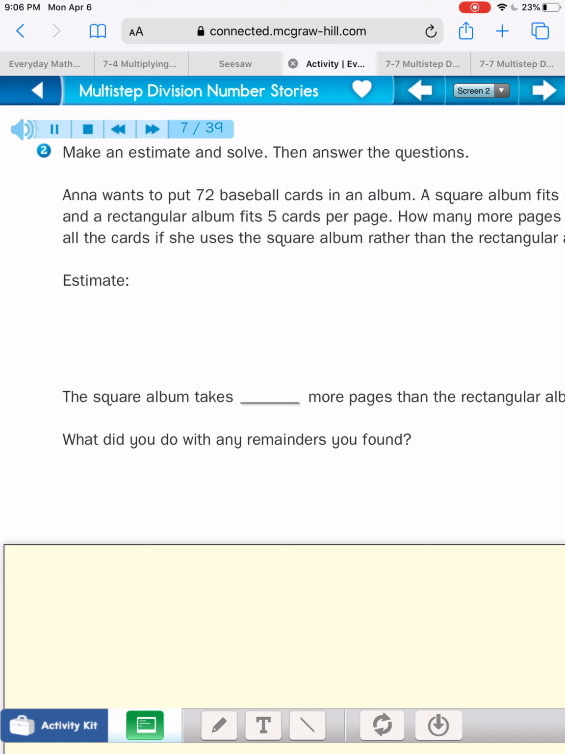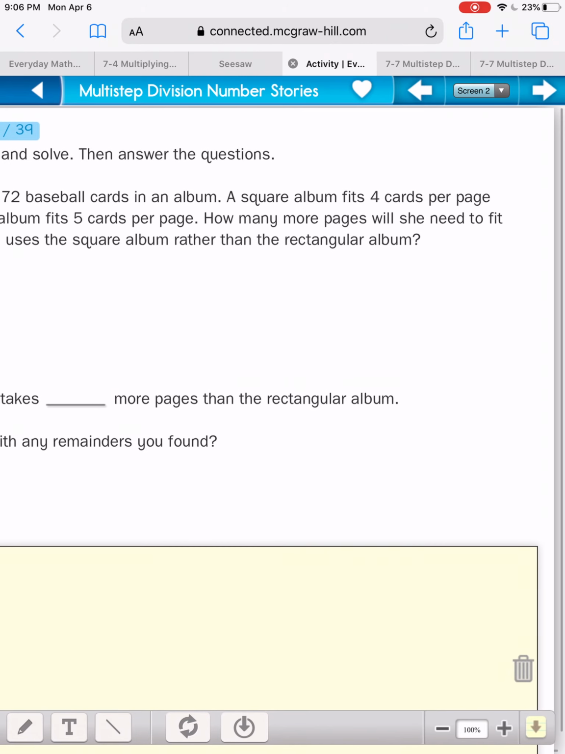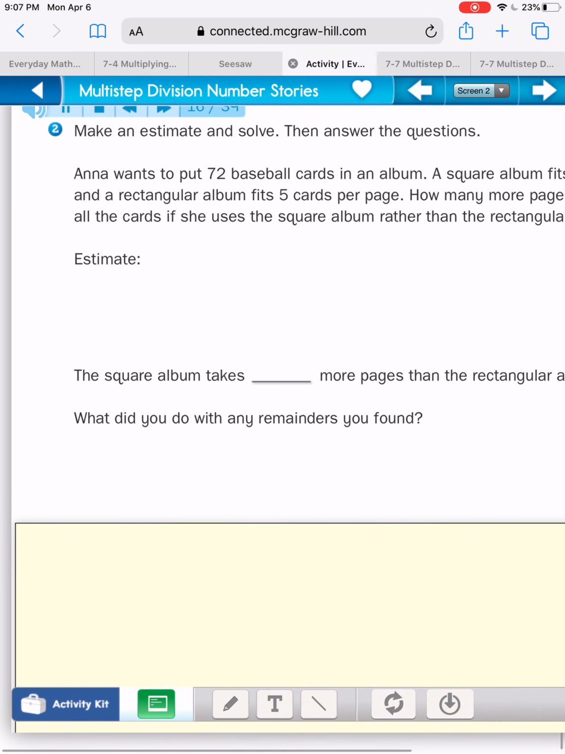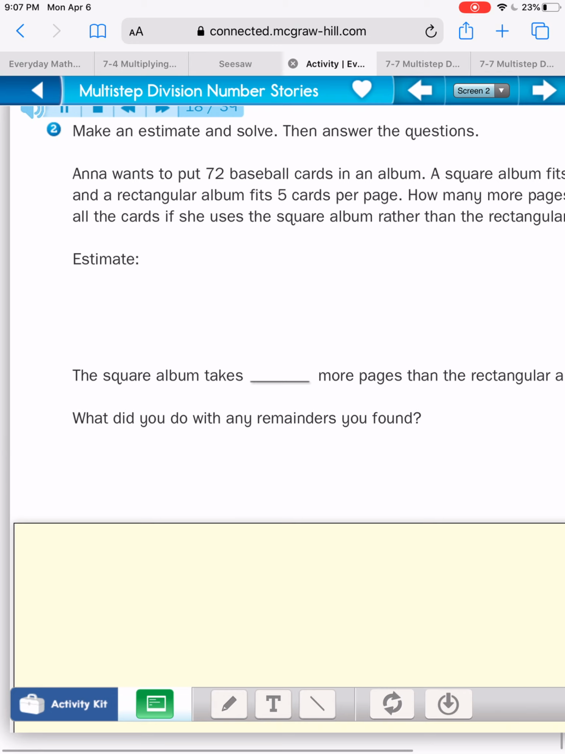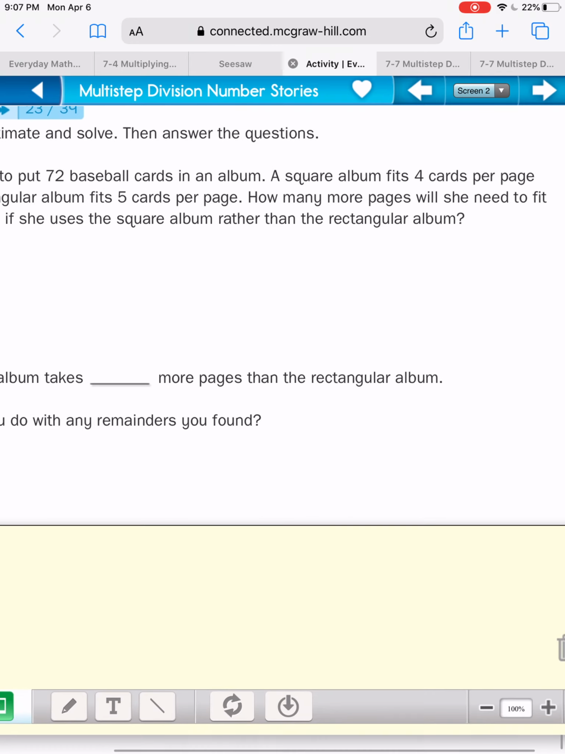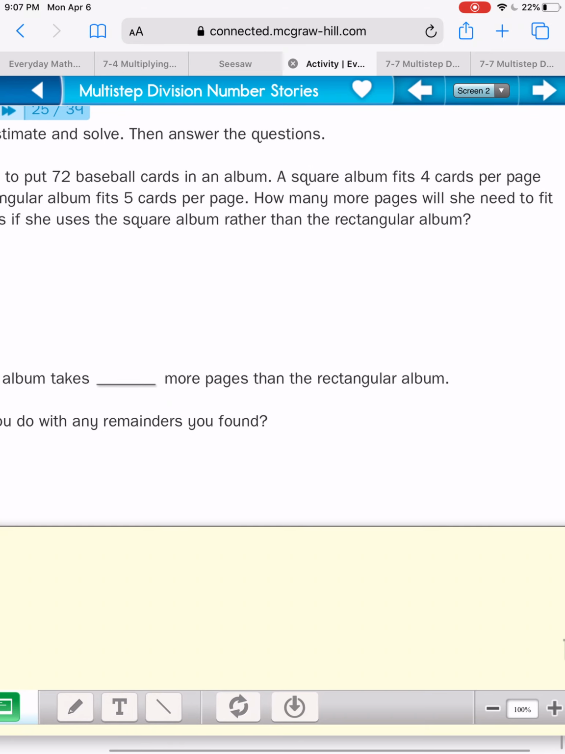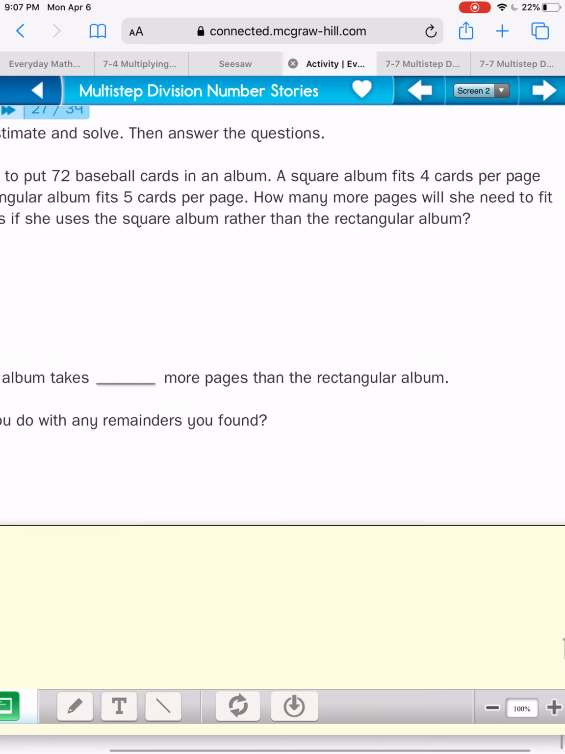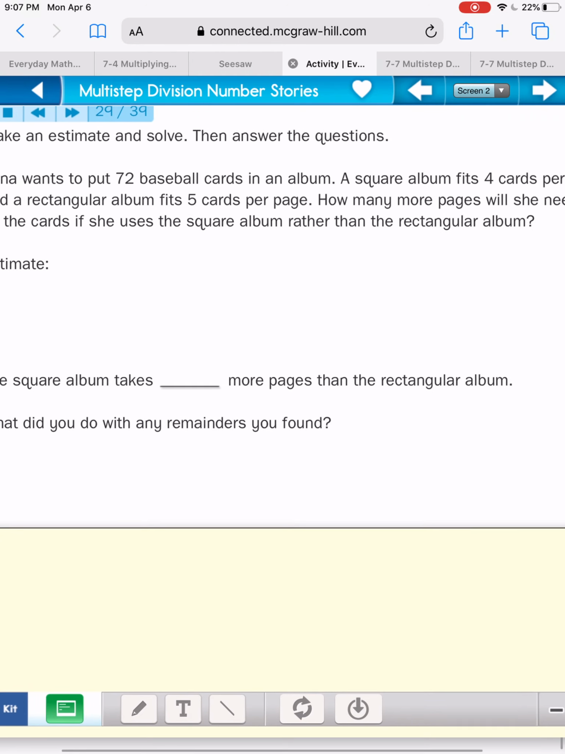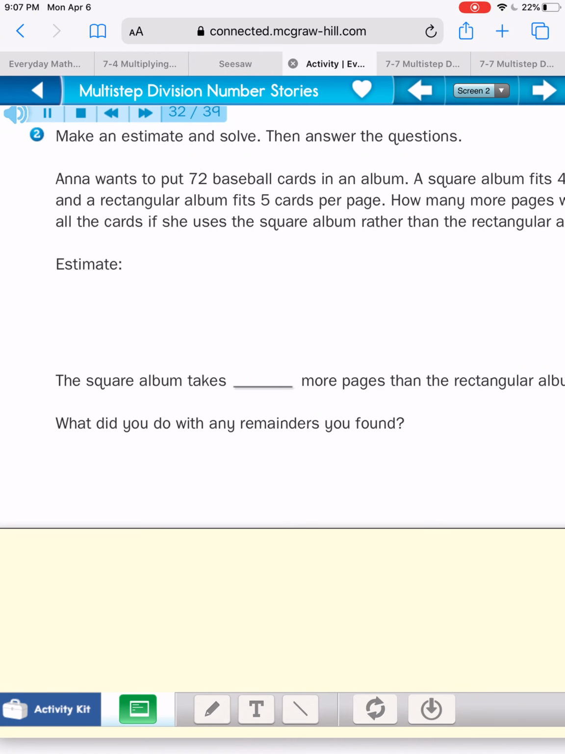Then answer the questions. Anna wants to put 72 baseball cards in an album. A square album fits 4 cards per page, and a rectangular album fits 5 cards per page. How many more pages will she need to fit all the cards if she uses the square album rather than the rectangular album? Estimate. The square album takes blank more pages than the rectangular album. What did you do with any remainders you found?